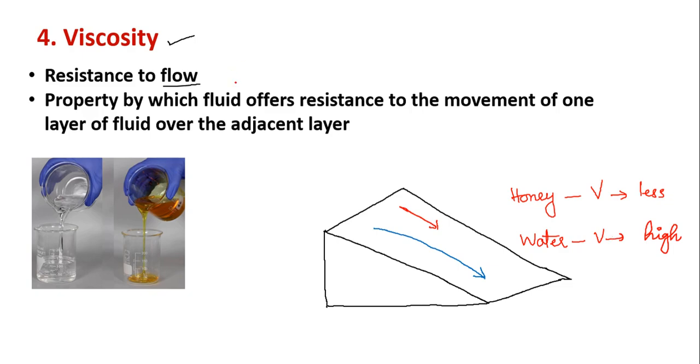So it is the resistance offered by the fluid towards movement. So here we can conclude that the water possesses very low viscosity. Thereby it offers less resistance to flow. As a result, the rate of flow of water is high. Whereas honey possesses high viscosity, and as a result it offers more resistance to the movement, and as a result the rate of flow will be very less.